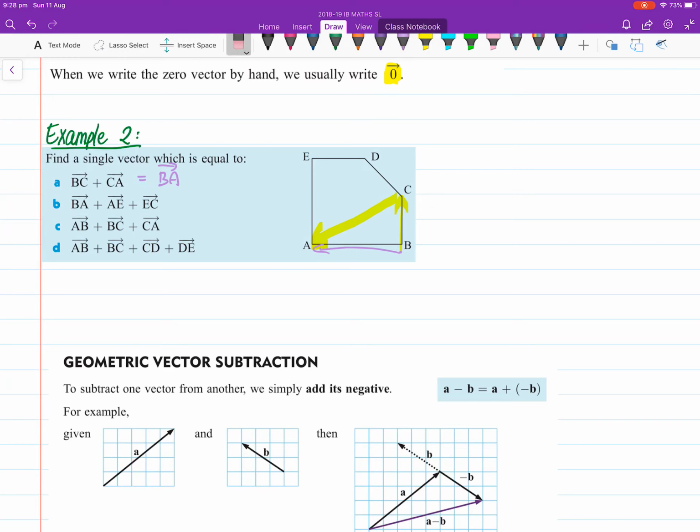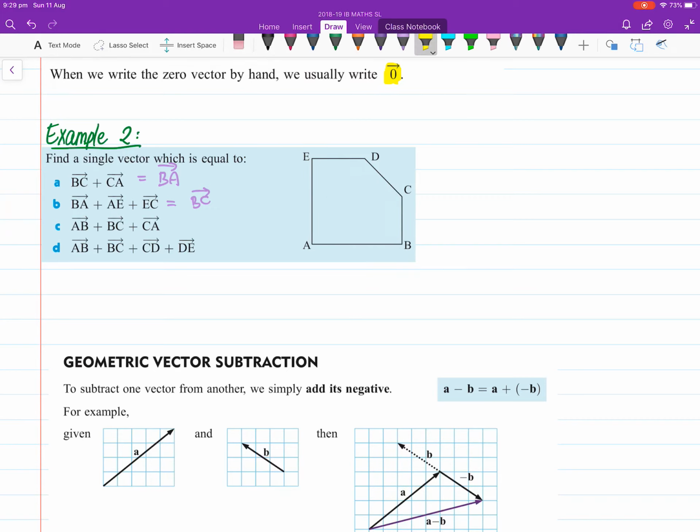Next one, let me maybe rub this out and then I'll change colors. So now we've got vector BA, so B to A, plus A to E is there, plus E to C. So E to C is that one there. And let's have a look. What you've got to do is, again, start at the tail end of where you started, and end at the tip of the arrow that you end with. So it's actually just from here to here, even though that looks strange. It is equal to vector BC. Okay, and then the next one, I'm going to rub that out.